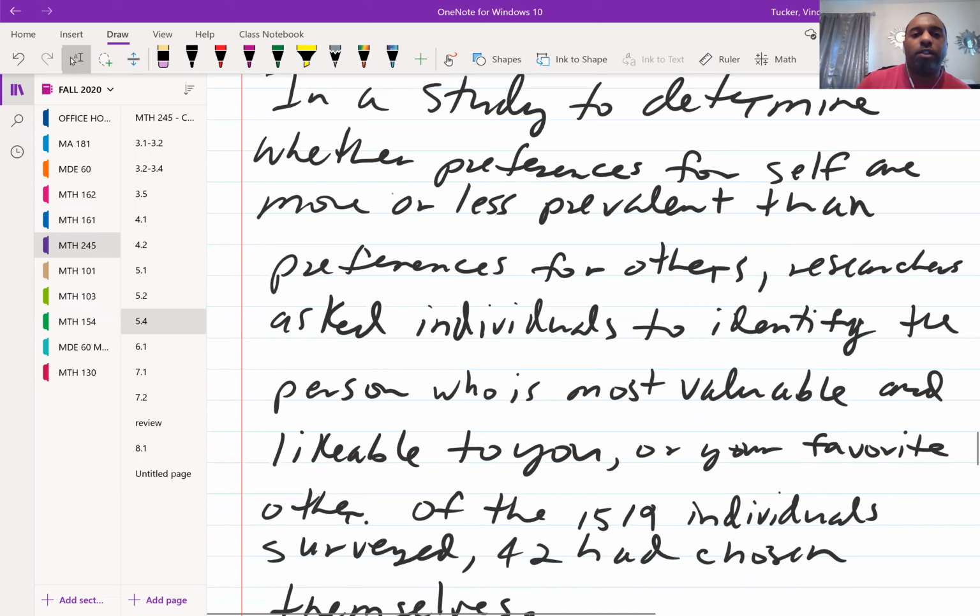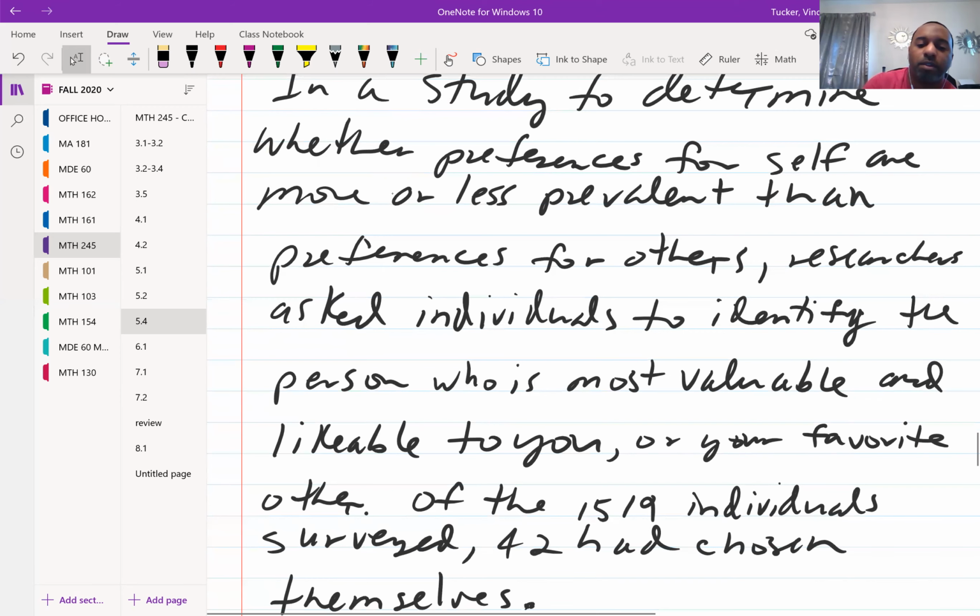In a study to determine whether preferences for self are more or less prevalent than preferences for others, researchers asked individuals to identify the person who is most valuable and likable to you, or your favorite other. Of the 1,519 individuals surveyed, 42 had chosen themselves. I'll give you a chance to write.